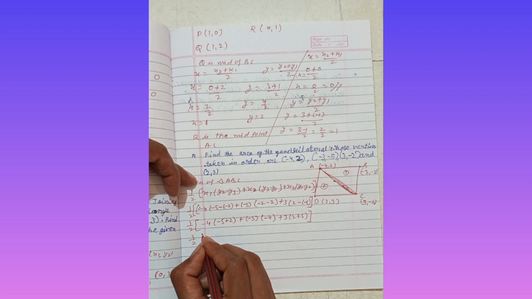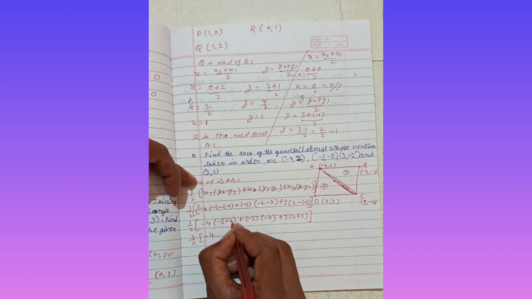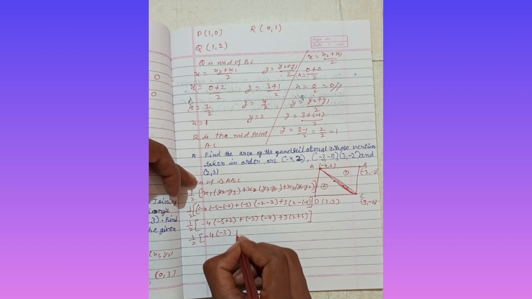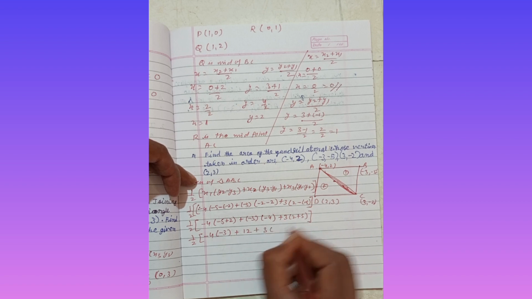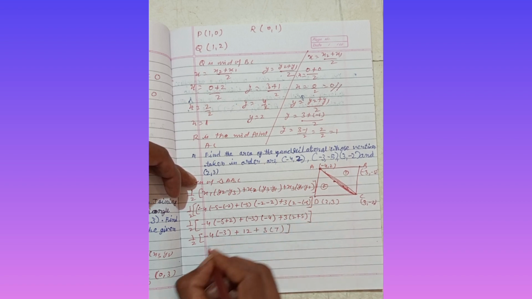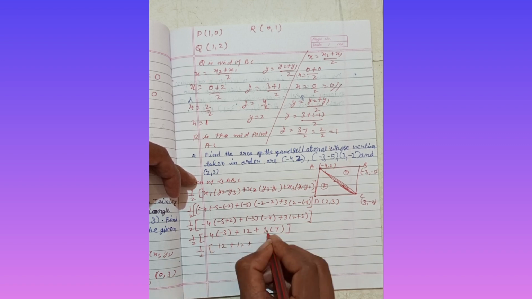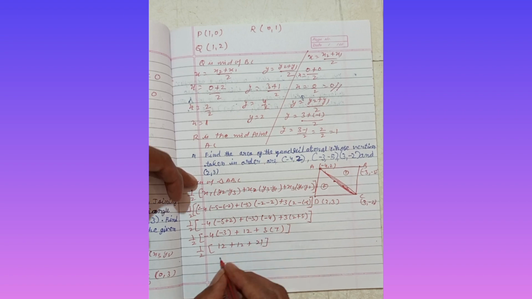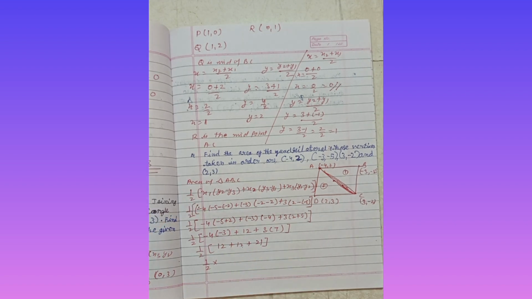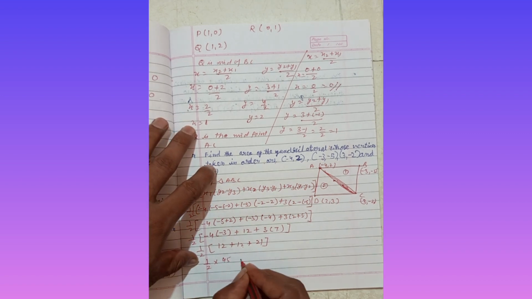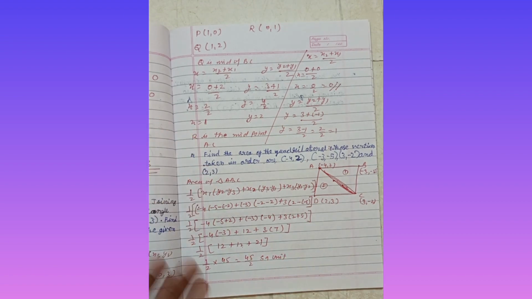Now solving again: 1 by 2 into -4 into -5 plus 2 is equal to -3, minus into minus plus, 3 4s are 12, plus 3 into 2 plus 5, 7, bracket close. 1 by 2 into 3 2 4s are 12 plus 12 plus 7 3s are 21. So we got here 1 by 2 into this 24 and 21. How much? 24 plus 21 is equal to 45, means 45 by 2 square unit. We got the answer for this triangle one.